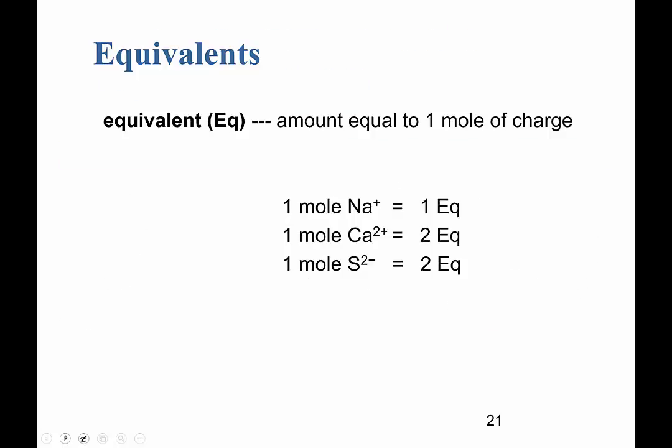Now, when we talk about equivalence, we talk about the amount that's equal to 1 mole of charge. So if I have 1 mole of sodium and it has a +1 charge, it has 1 equivalent. If I have 1 mole of calcium and it has a +2 charge, then I have 2 equivalents. So basically, the equivalent is telling me what the charge is if I have a mole of that substance.